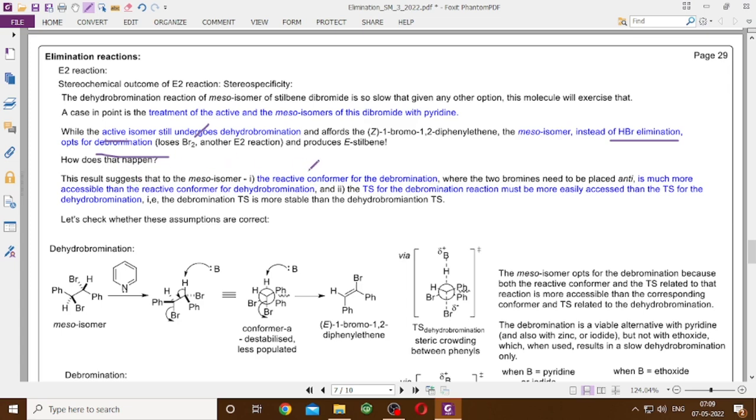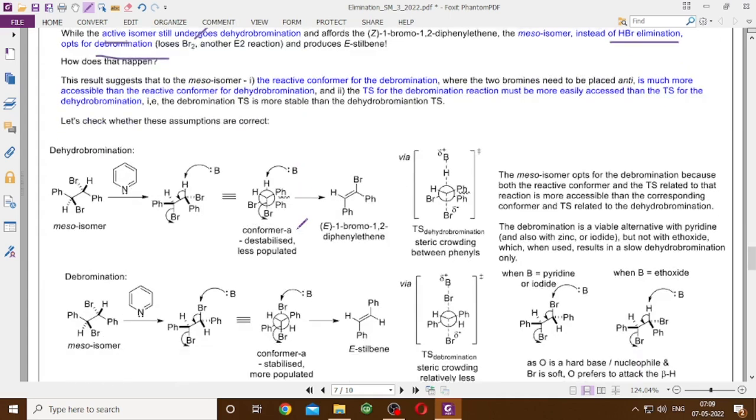The first factor is probably that the reactive conformer for the debromination, where the two bromines are anti to each other, is much more accessible for the meso isomer than the reactive conformation which places the hydrogen and bromine anti with respect to each other. Because we have already seen that if you place the hydrogen and bromine anti to each other, then the conformer has severe phenyl-phenyl interaction, which is not good. So that conformer is less stable.